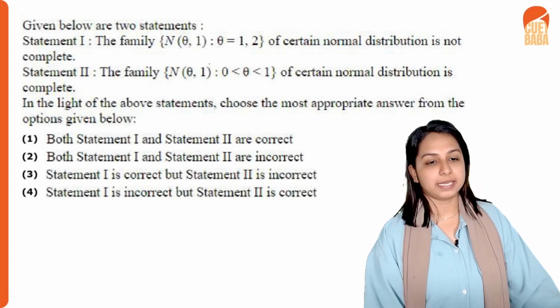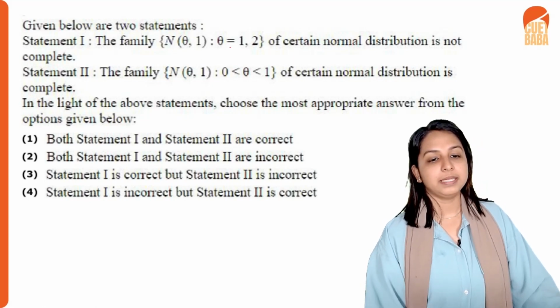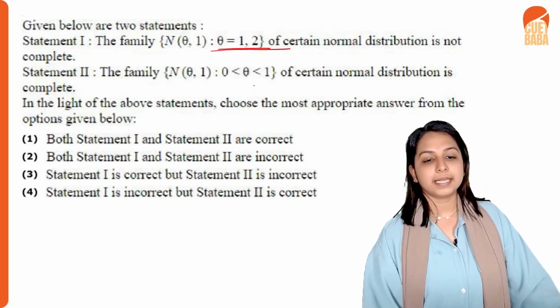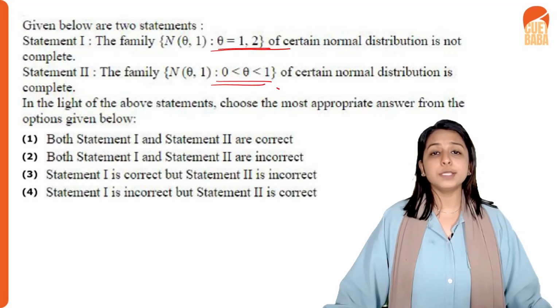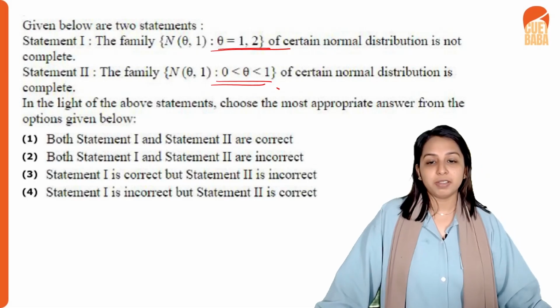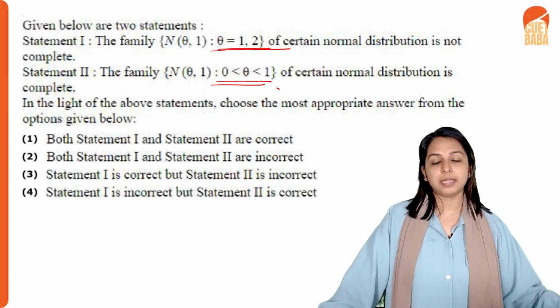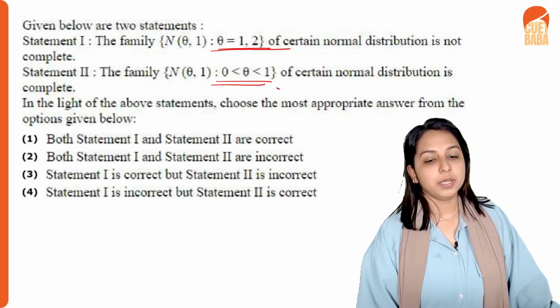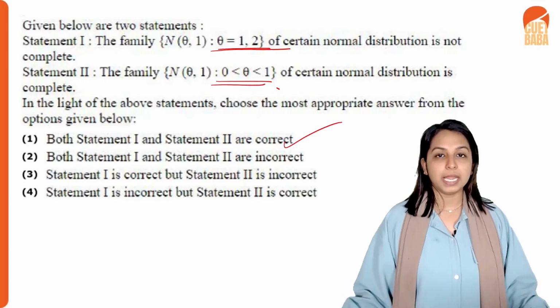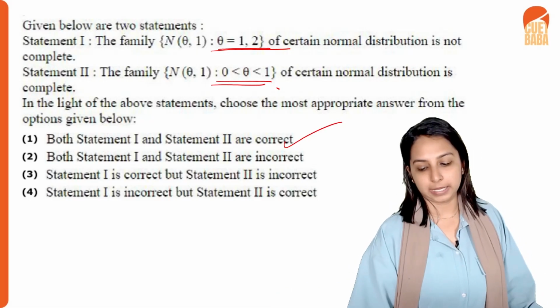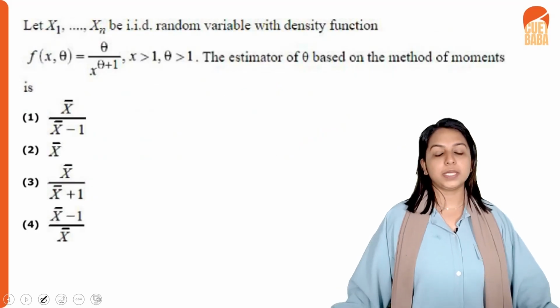So the first one we can see N(θ, 1) where θ = 1, 2. And second case it is between 0 and 1. So we have already learned that the range of θ between 0 and 1 will be a complete normal distribution, then the other one will be not. So we can see the first option is the right answer, that is both statement 1 and statement 2 will be correct. Moving on to the next question.